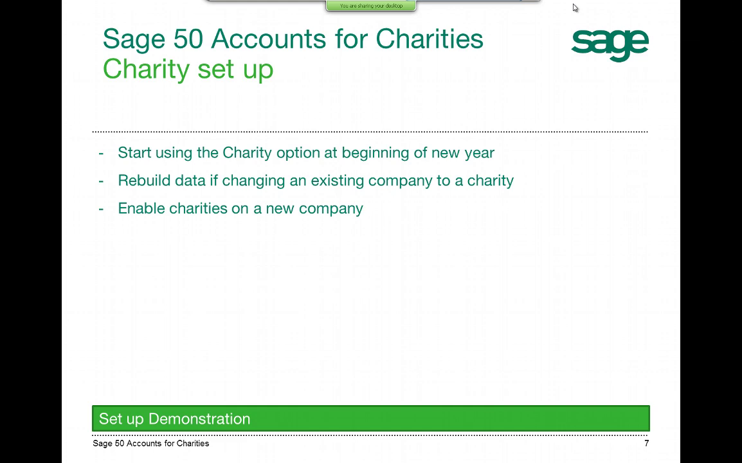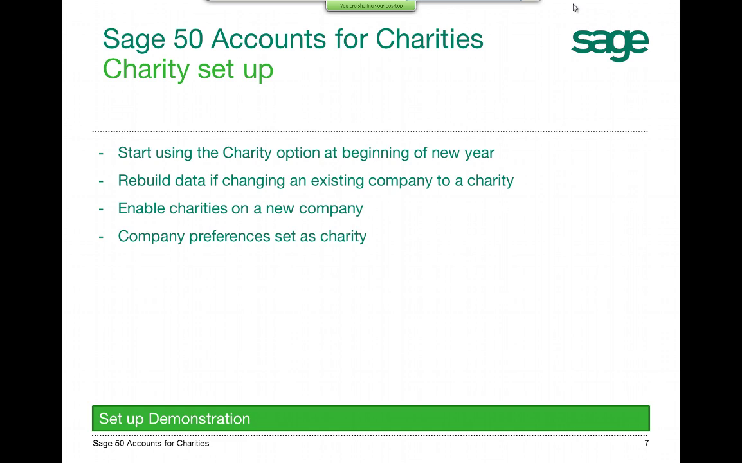So, choosing a setting so that your software is set up for the needs of a non-profit organisation, you can go into the company preferences and under the parameters tab you need to ensure that it's enabled as a charity or non-profit organisation in there. So I will show you that shortly when we jump into the software.